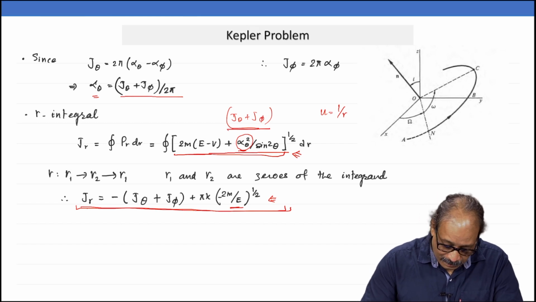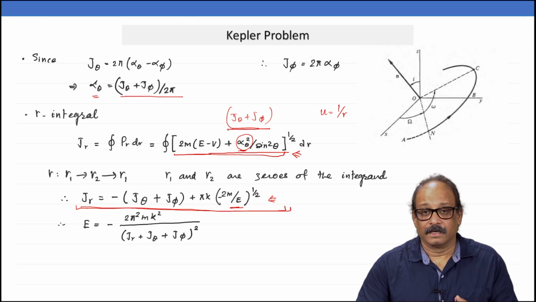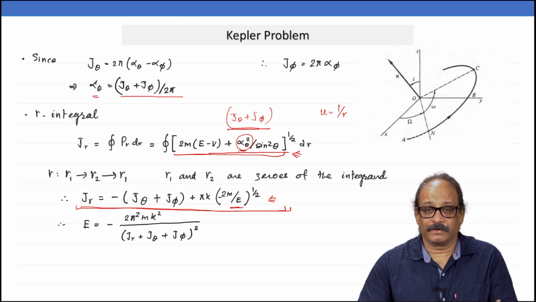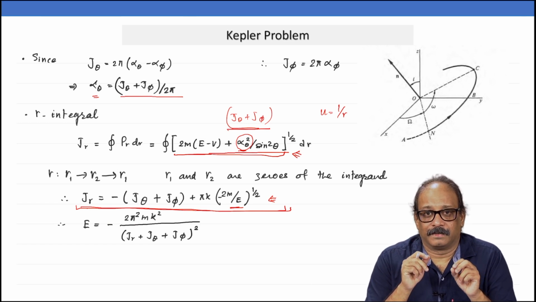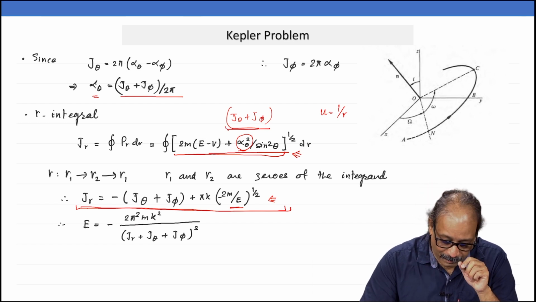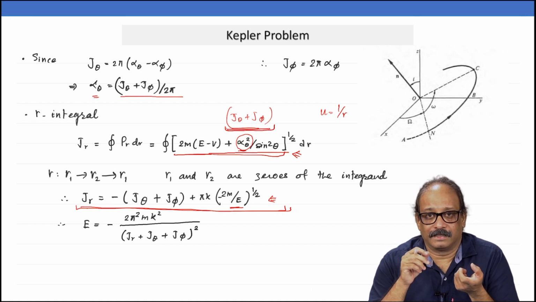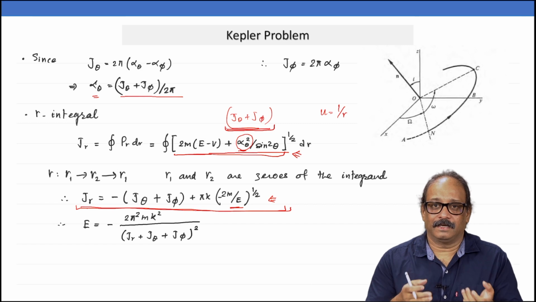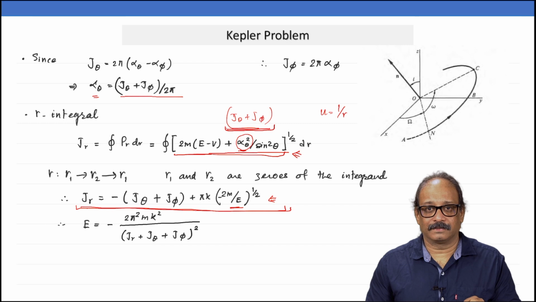Finally, I will write E as 2 pi square divided by, into mk square divided by, this is interesting, the sum of Jr plus j theta plus j phi whole square. Not just does the Hamiltonian appear as a combination of j theta and j phi, but it actually is a sum of all three. The Hamiltonian depends on each one of these action variables in exactly the same way with the same coefficient.